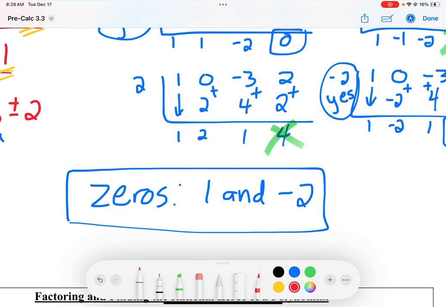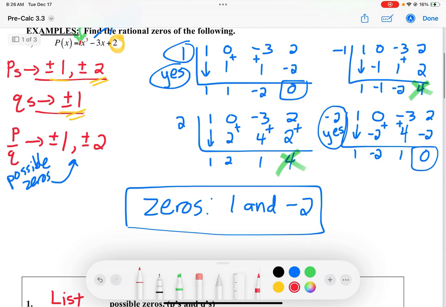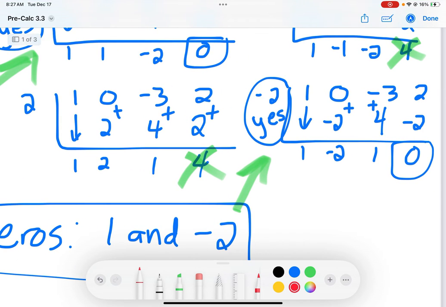Okay, the shortcut I could have showed you, I'll show you right now. You don't have to write this down if you choose not to. But when you get a 0, so we could either pick this one that gave us a 0 or this one that gave us a 0. So when you get a 0, you could rewrite your answer.